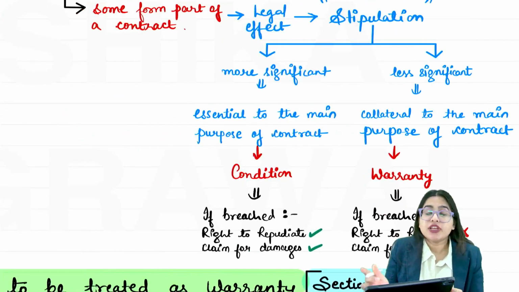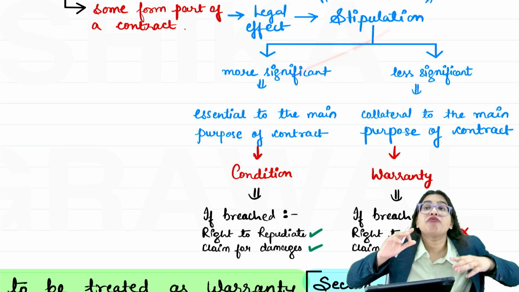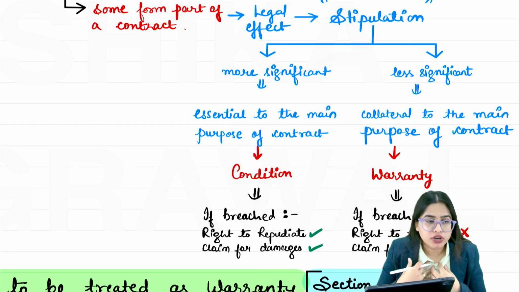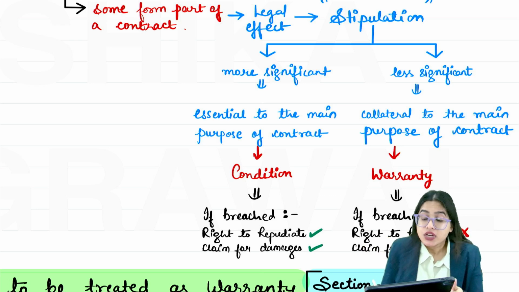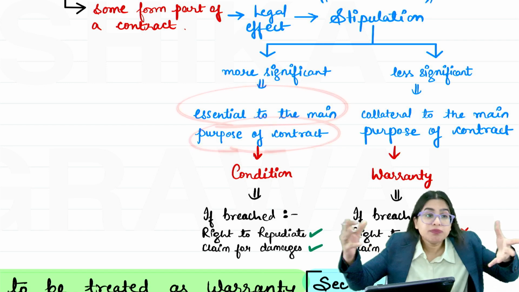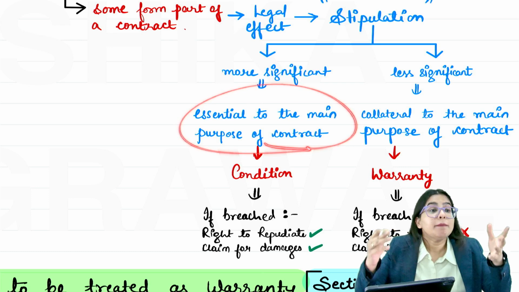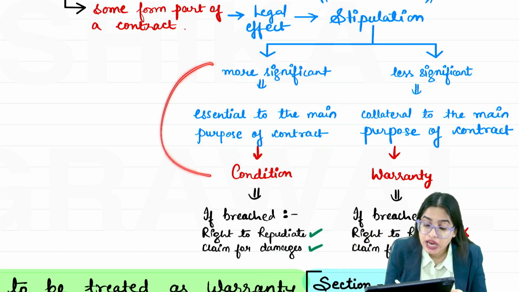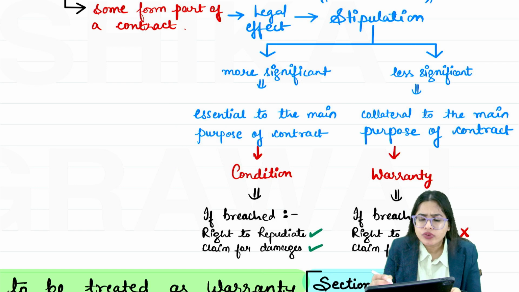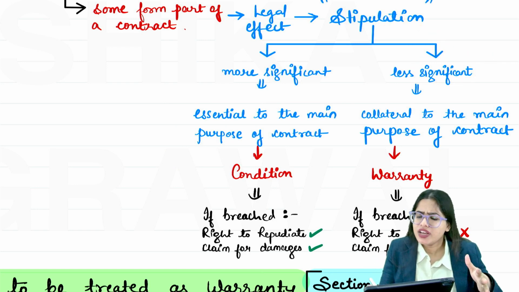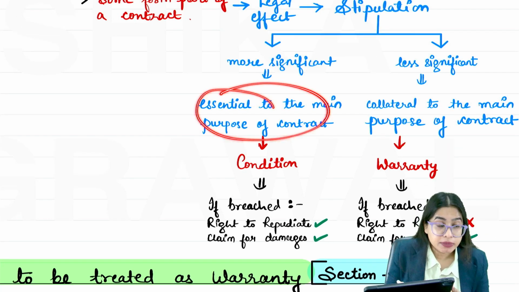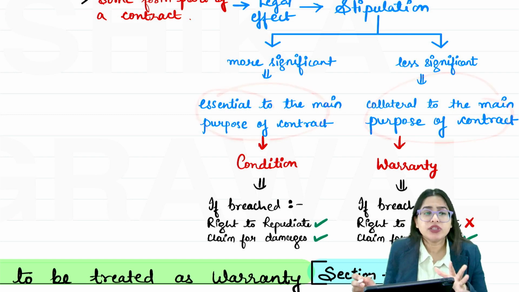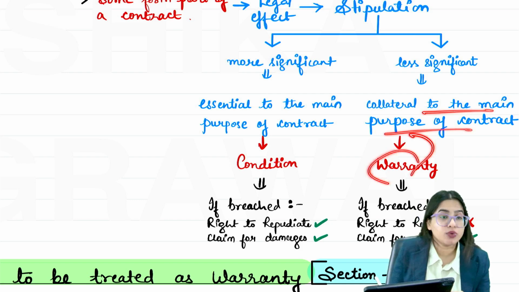Now, stipulations are of two types. Some stipulations are very important for a buyer, and some are less important or less significant. Some stipulations are very important. They are essential for the main purpose of the contract, and they are known as conditions. However, some stipulations are less important. You can say they are secondary or collateral to the main purpose. They are not the main purpose. Conditions are the main purpose, but warranties are not. They are collateral to the main purpose and they are known as warranty.